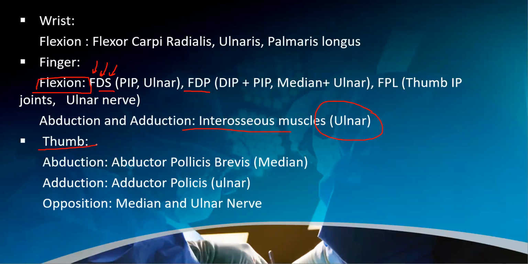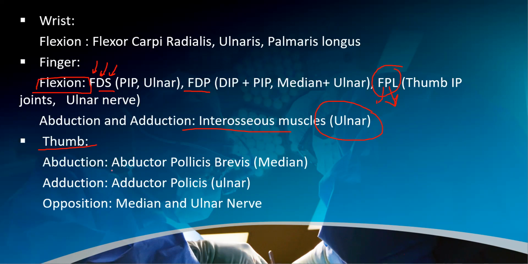Then come to the thumb. In the thumb, we have 5 movements. Remember, flexion of the thumb is given by FPL, which is the flexor pollicis longus. Pollicis means thumb, and flexor means it flexes. So which one flexes the thumb? Flexor pollicis longus. So thumb flexion will be given by flexor pollicis longus.